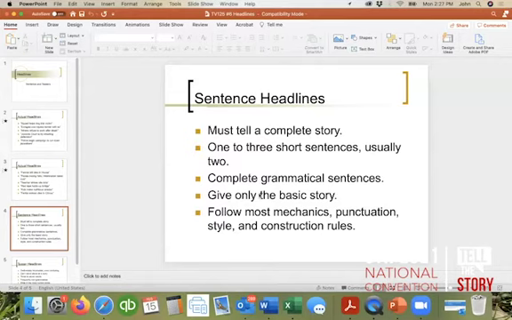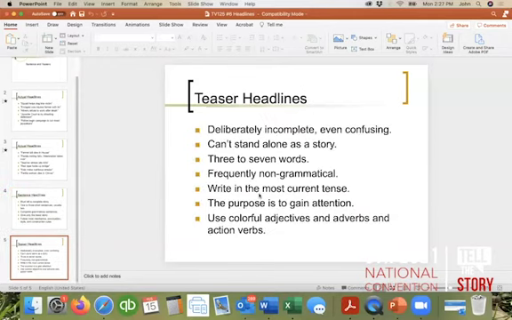Sentence headlines kind of tell a complete story, so you summarize it. They are 1 to 3 short sentences, usually 2. Grammatically complete sentences give only basic story information, and follow most mechanics, punctuation, style, and construction rules.